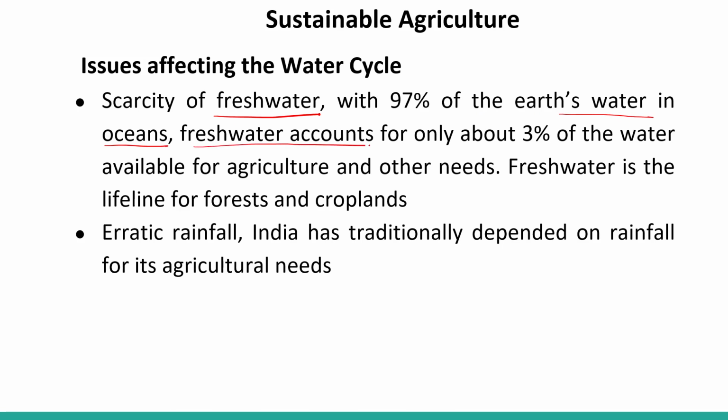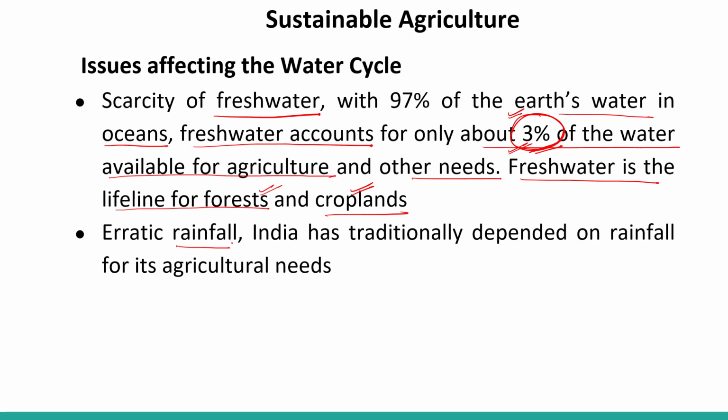Scarcity of fresh water. 97% of the earth's water is ocean, that is having salt water, and the fresh water accounts for only about 3% of the water available for the agriculture and other needs. And of that 3%, this includes the glaciers, the icebergs even. The fresh water is the lifeline for the forest and the cropland. So we are having so less fresh water, so there is no chance to waste this fresh water.